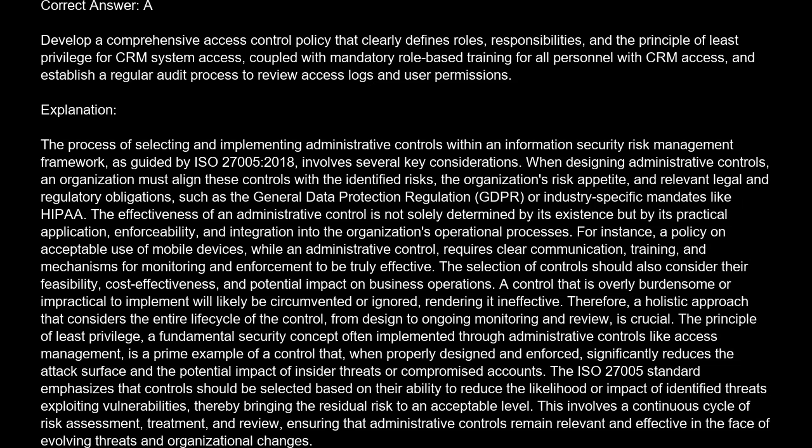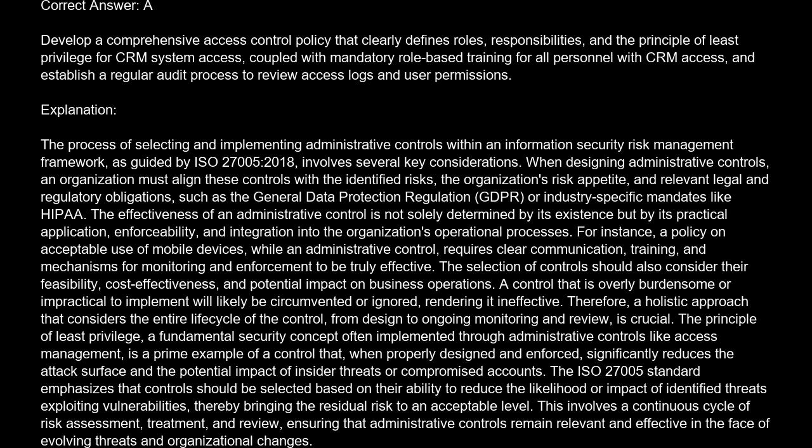The correct answer is A. Develop a comprehensive access control policy that clearly defines roles, responsibilities, and the principle of least privilege for CRM system access, coupled with mandatory role-based training for all personnel with CRM access, and establish a regular audit process to review access logs and user permissions. Explanation. The process of selecting and implementing administrative controls within an information security risk management framework, as guided by ISO 27005-2018, involves several key considerations.